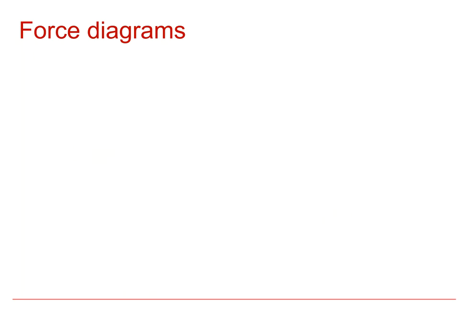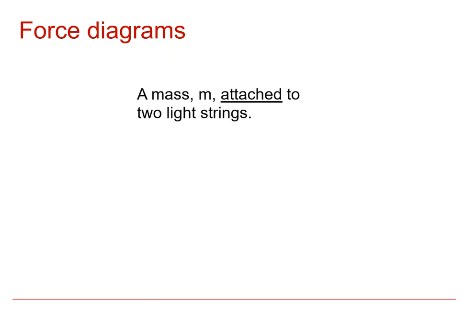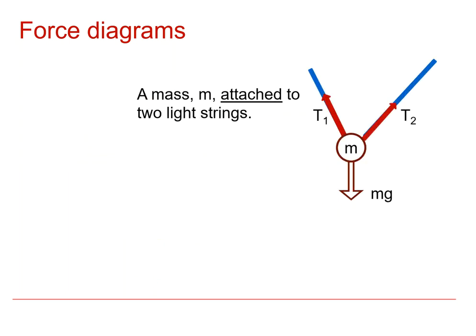A little bit more about force diagrams. Well, here's a situation that you'll see from time to time. This is where we've got a mass which is attached to two strings. Now the thing about strings is that they'll just bend whichever way they're pulled in. So the tension in the string will always act in the direction of the string. It's the only way the string can support tension.